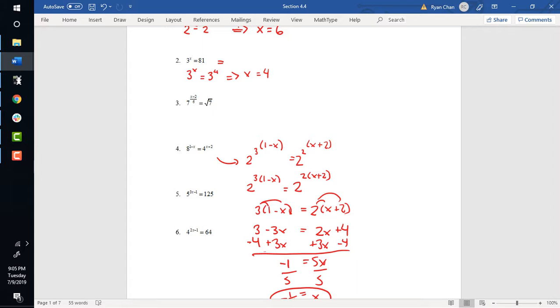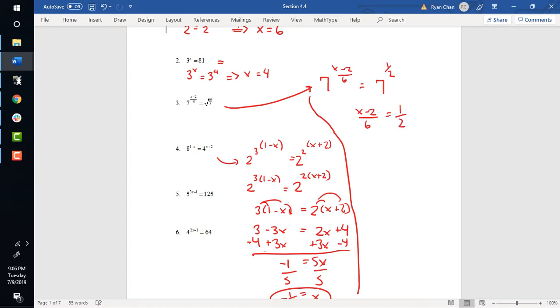Yeah. So just remember, I wanted to do this one just so that you guys didn't forget. But remember, if I take the square root of 7, that's the same thing as 7 to 1/2. So now I'm going to do the following here. Sorry, let me sketch this out so we have room. So this will be (x minus 2) over 6 is equal to 1/2.